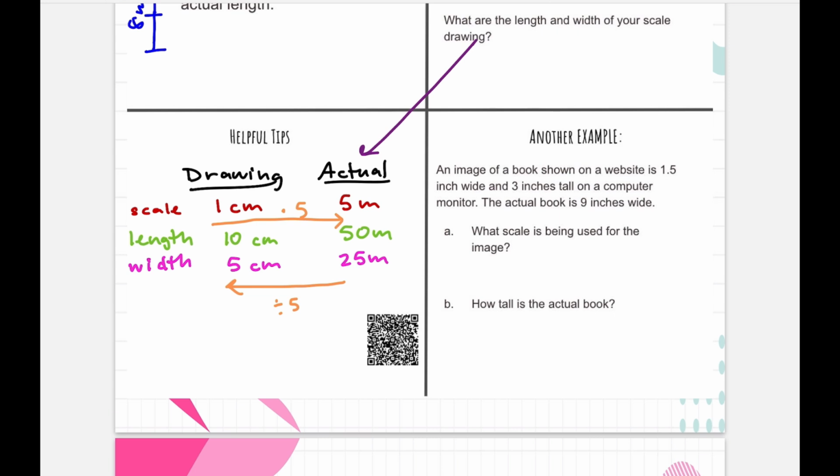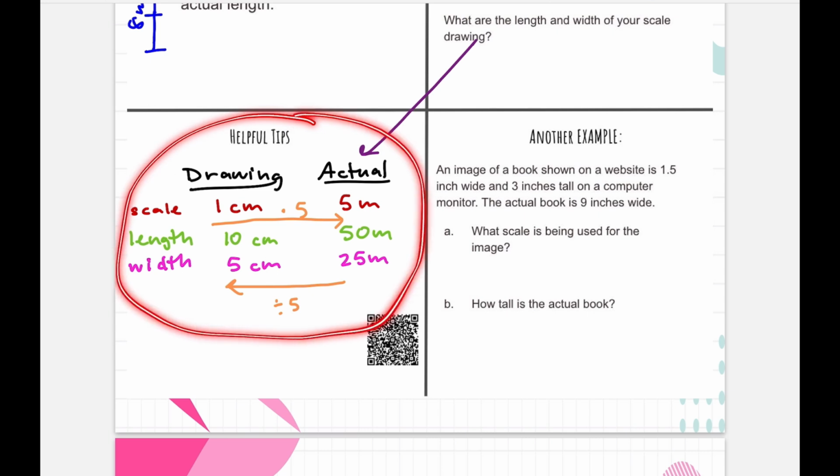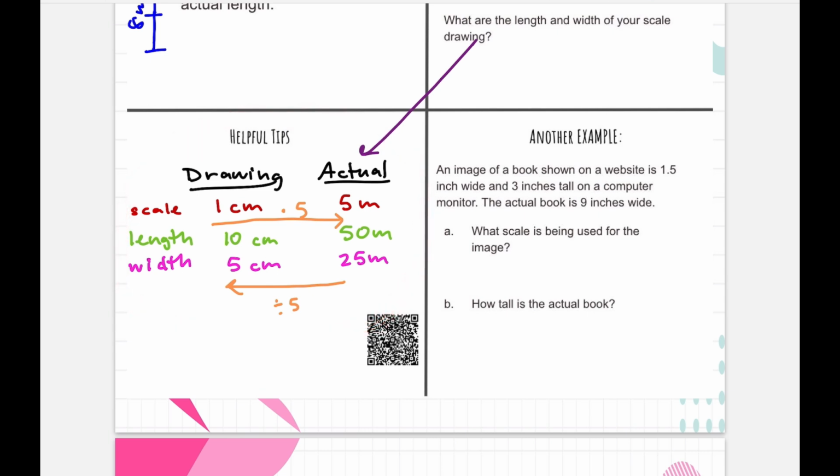It says an image of a book shown on a website is 1.5 inches wide and 3 inches tall, but it's on a computer screen. The actual book is 9 inches wide. So again, what is the scale being used? One of the best ways, my helpful tip for you, set up your columns. Even if you're tight on space, find somewhere else or get a scratch piece of paper. I'm going to list it here. Drawing and actual.